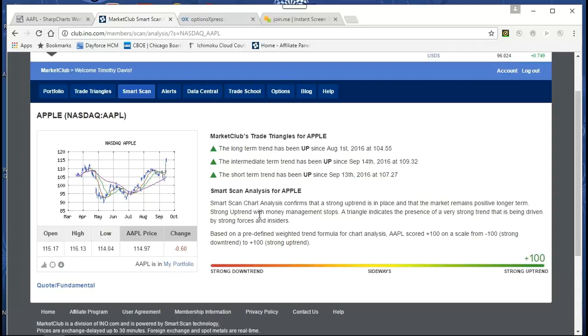Strong uptrend with the money management stops, which means you want to put your money management stops in there, and you get those by looking at the support and resistance on your regular charts and finding out where the stock could go. A triangle indicates the presence of a very strong trend and that it is being driven by strong forces and insiders. Based on a predefined weighted trend formula for chart analysis, Apple scored a positive 100%. I'm going to show you something out of the negative ones, which means those are ones you can actually probably trade.